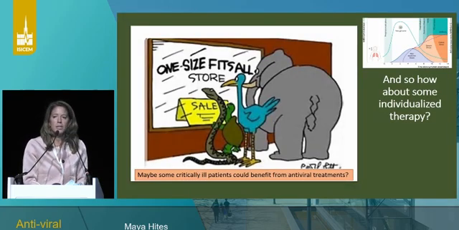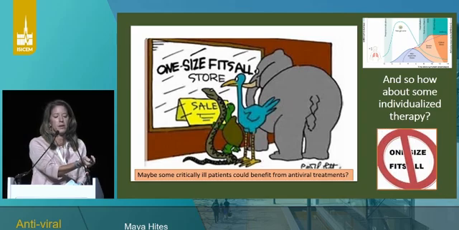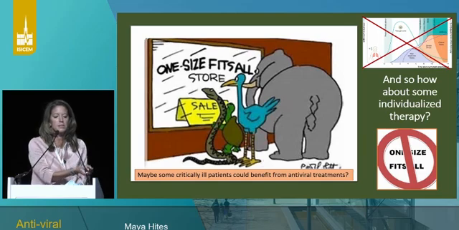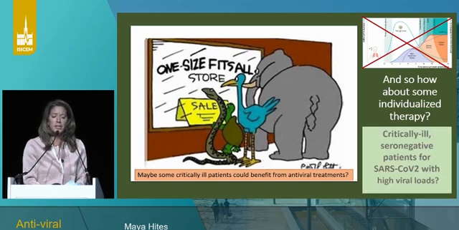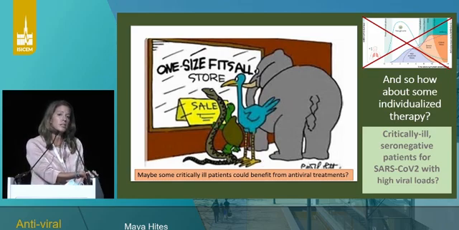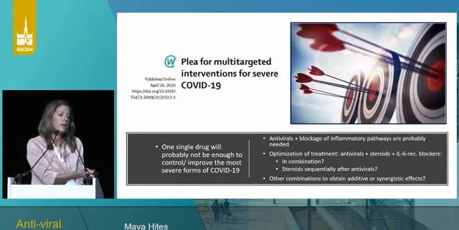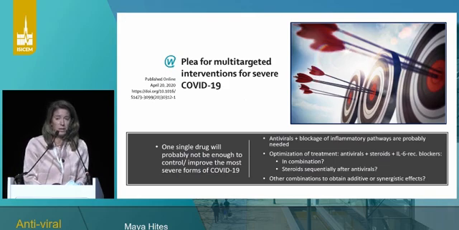And so I think that we need to think back and ask ourselves, do we really need to give a one-size-fits-all treatment? How about some individualized therapy? Maybe not everyone that is critically ill has no reason to receive an antiviral treatment. Maybe critically ill, seronegative patients for SARS-CoV-2 with high viral loads could actually benefit from antiviral treatments when receiving such strong immunosuppressive treatment. And so I'm going to make a plea for a multi-targeted intervention for severe COVID-19.